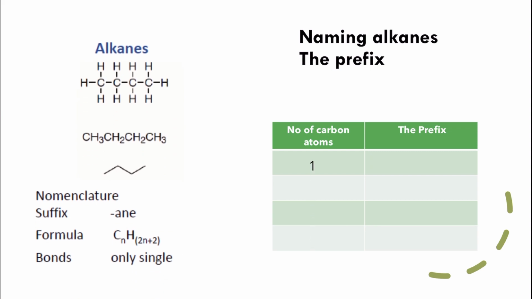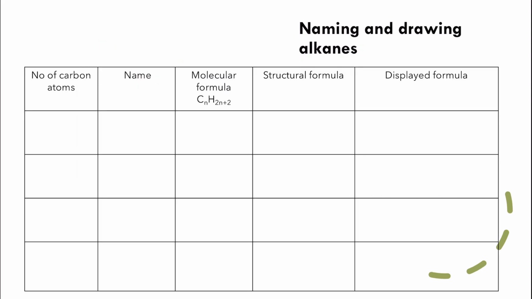If you have only one carbon atom, the prefix would be meth. And then when you add the suffix, it's going to be methane. If you have two carbon atoms, it's called eth, and then again add the suffix, so it's ethane. If you have three, then it's called prop, and then you add ane at the end, so propane. And if you have four carbon atoms, it's called but, and then you have to add ane at the end, so it's called butane. You have to memorize the prefix of the first four members of alkanes.